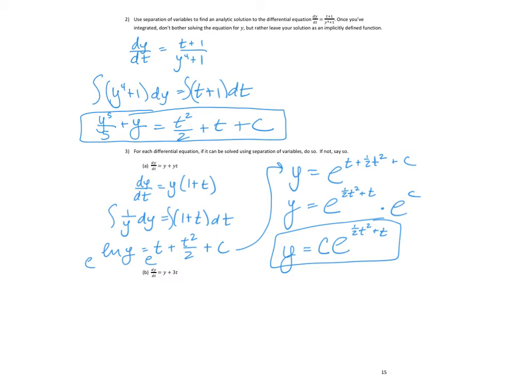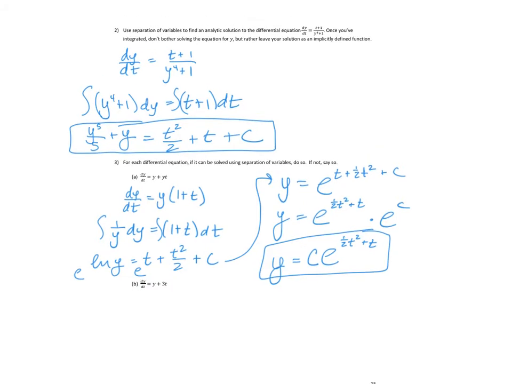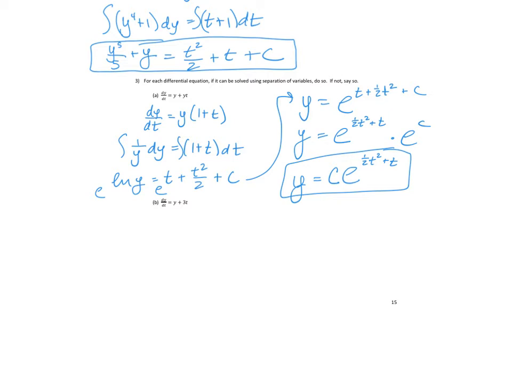Okay, part B here is not separable. There's no way to break up the y and the t. There's no way to have one factor that has all y's and one factor that has all t's.